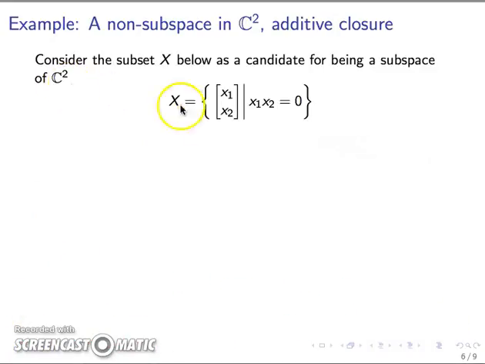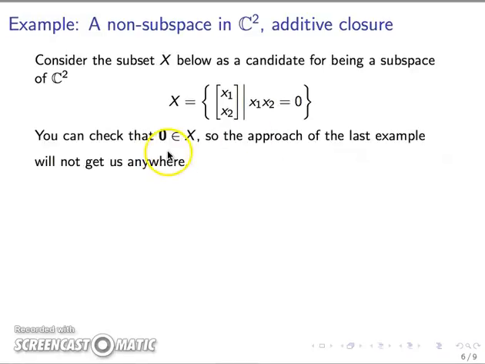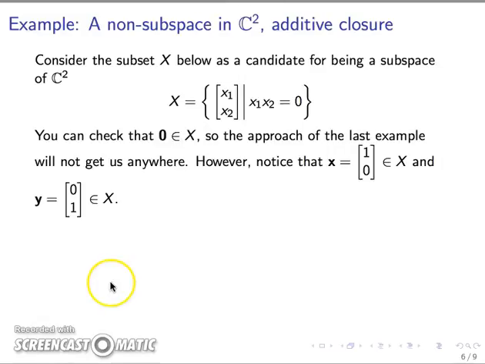Let's now consider another subset of C2. These are vectors with two entries, where the constraint is that the entries, when multiplied by each other, are equal to 0. We can easily check that 0 is a member of X. That's not a problem. However, here there are other problems.